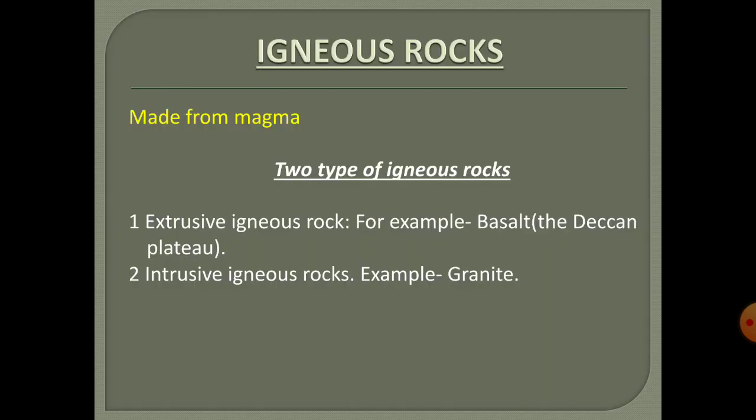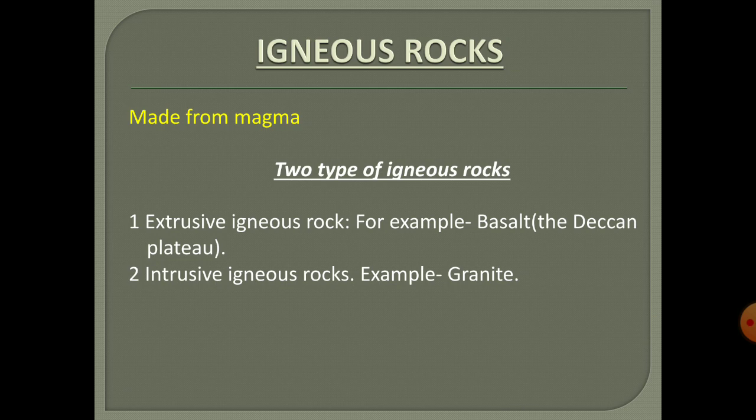So first, igneous rocks. Dear students, when the molten magma cools, it becomes solid. Rocks thus formed are called igneous rocks. They are also called primary rocks. There are two types of igneous rocks: intrusive rocks and extrusive rocks.